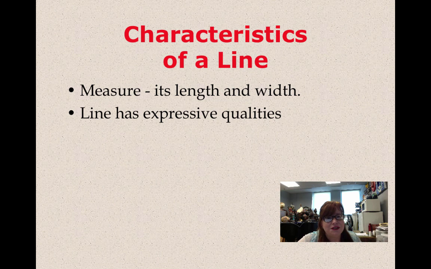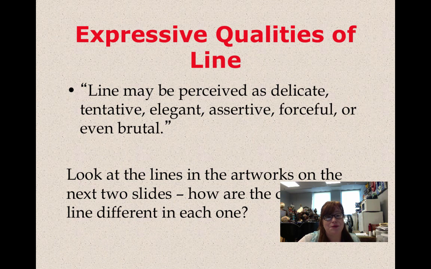So we're going to look at some works of art now, or in a moment, in the next 2 slides. So line may be perceived as delicate, tentative, elegant, assertive, forceful, or even brutal. And as I said, in the next 2 slides, we're going to look at the qualities of line and see how the artists handled them. And these are both very abstract works, and we are looking at them from their purely formal qualities here in some regards.